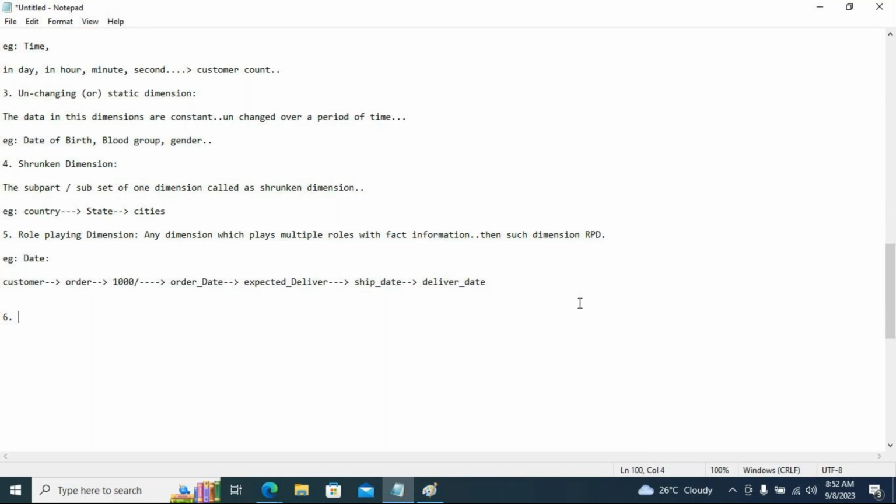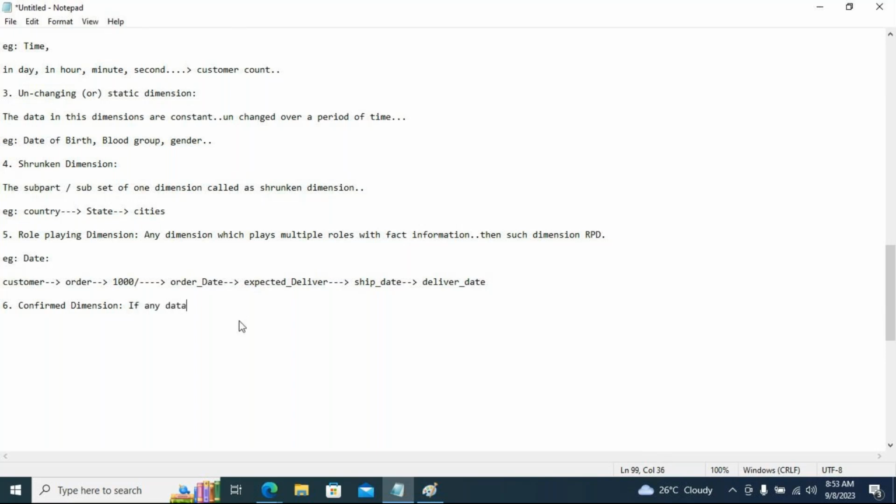Got it? Like the way we have various types of dimensions, for example, we have another dimension, the conformed dimension. What is a conformed dimension, sir? If any data in the dimension is commonly shared throughout the entire business, such dimensional tables are called a conformed dimension.